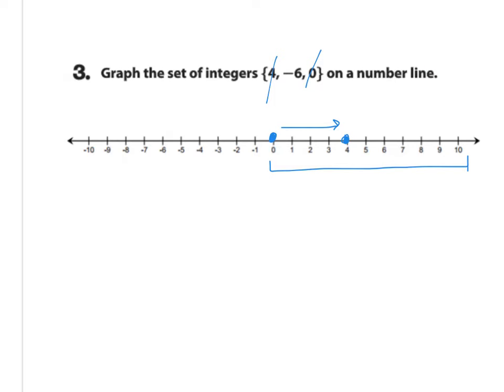The next one is -6. Negative numbers are represented to the left of 0. So to find 6, I'm going to go over 6 spots to the left, and I will find myself right here at -6. So that was very easy in terms of labeling these numbers on the number line. You all should know how to do this on your own.